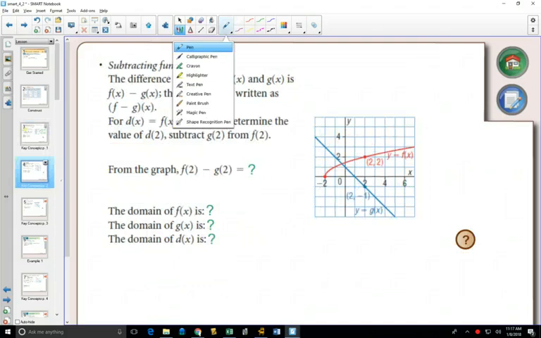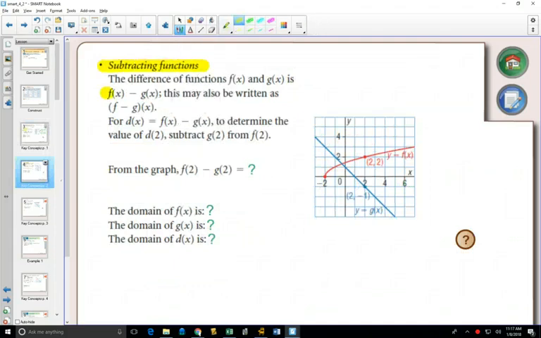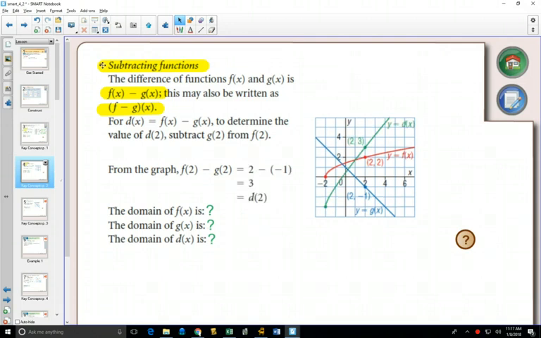Second one, subtracting functions. Again, notation-wise, it's the same thing. You can write it as f of x minus g of x, or you can write it as (f minus g)(x). Again, we look at the y values, and now we're going to subtract. So if we find a bunch of nice points and do that, here, 2 minus -1 would give you 3. Plot a lot of points.